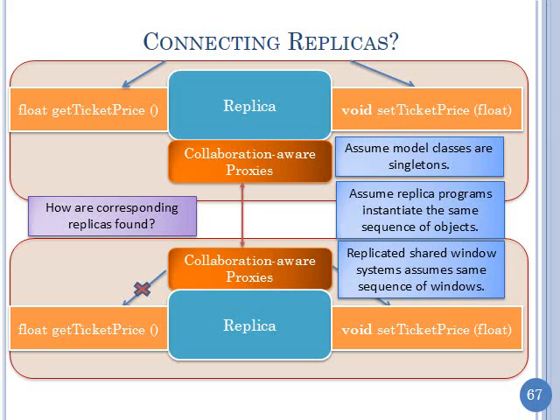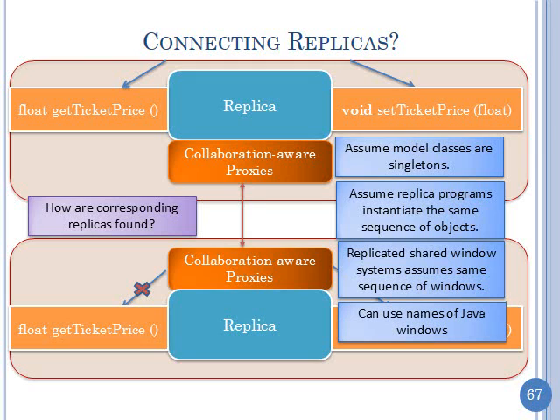The trouble with this algorithm is that what if you have threads? What if you have so many things that make things go out of sequence? Or where the sequence is not deterministic. It won't work. This is better. And the last solution is, so it can use names of Java windows. And the last solution is having a central guy.